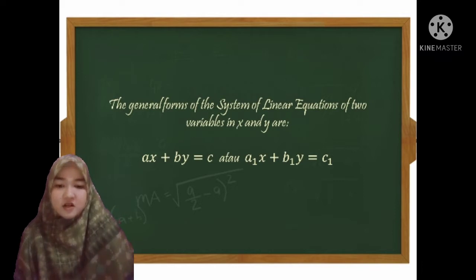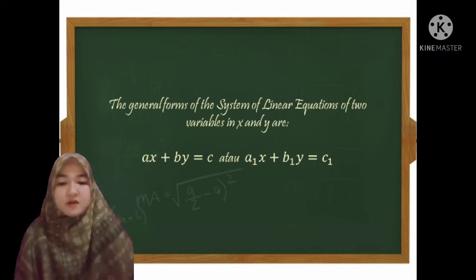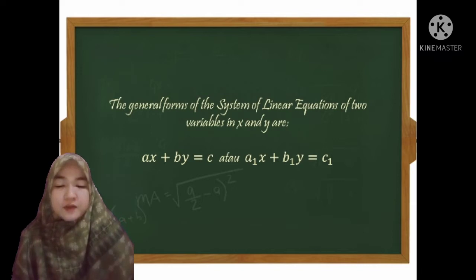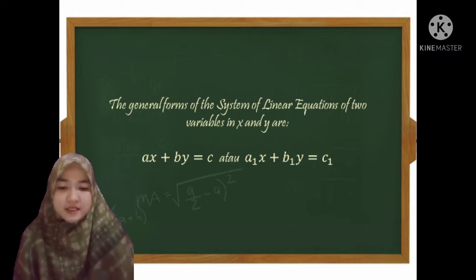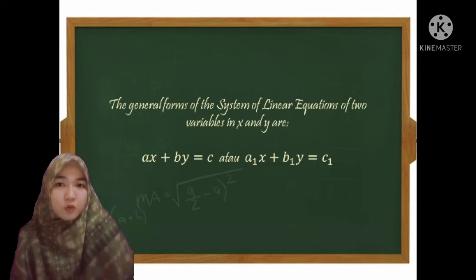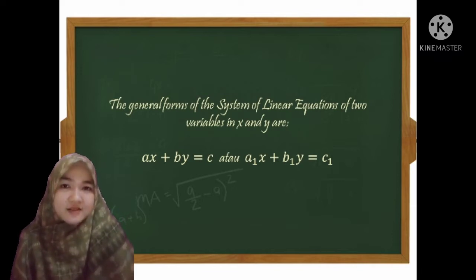The general form of the system of linear equations of two variables in x and y is ax plus by equals c, or a1 multiplied by x plus b1 multiplied by y equals c1.